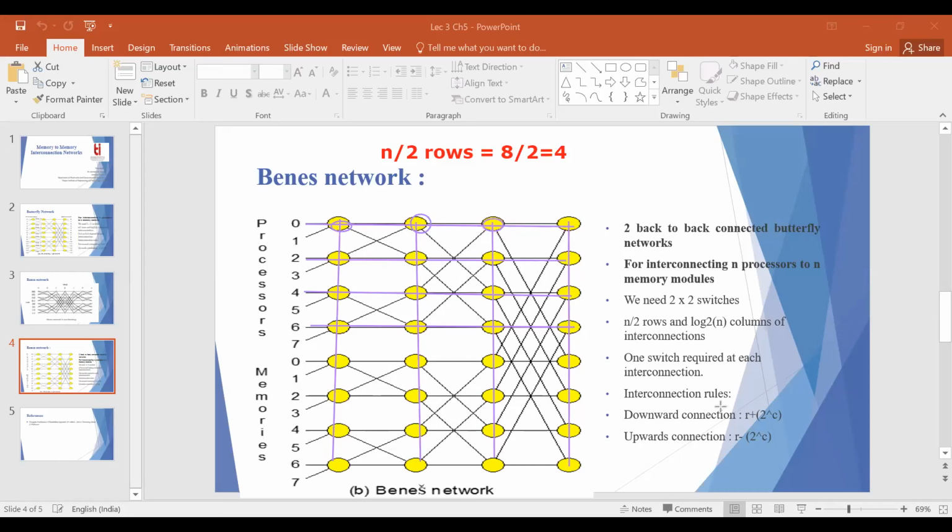And the formula for the connection remains the same. So for all the downward connections, we have row plus 2 raised to the power column, and for all the upward connections, we have row minus 2 raised to the power column. If you just realize, we get the same connections as we did last time. So if you want, I can calculate for you also. So this one comes here, this one goes here, this one goes here, this one goes here. Let's see the last one.